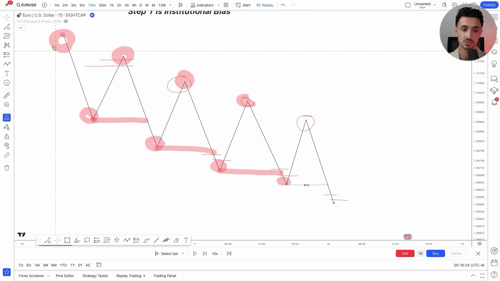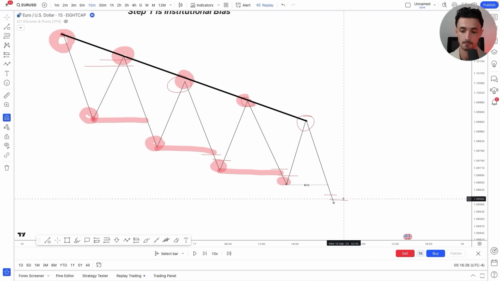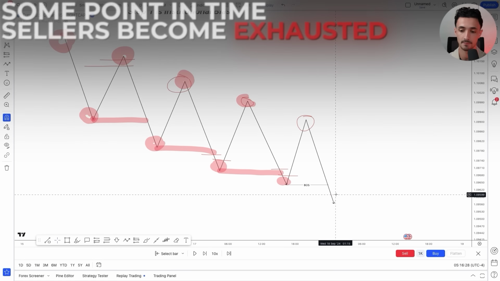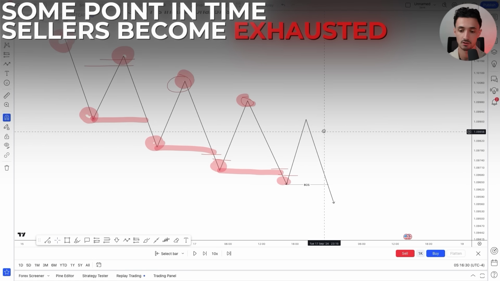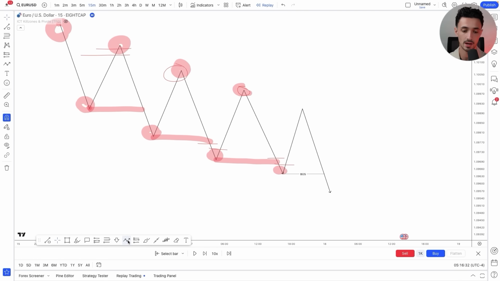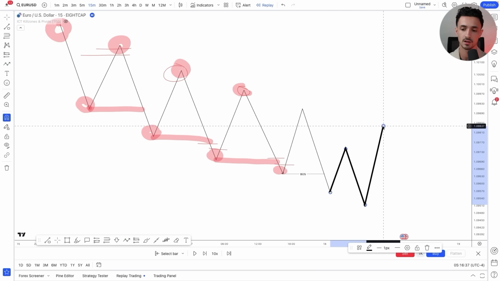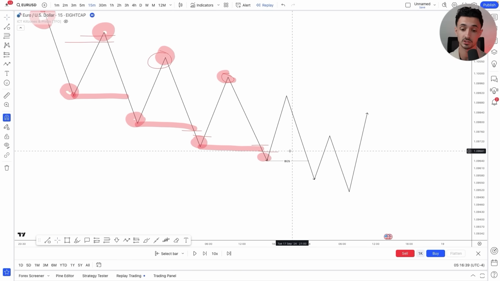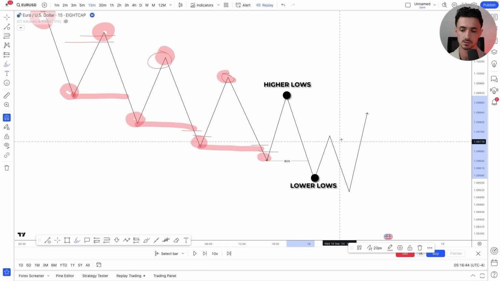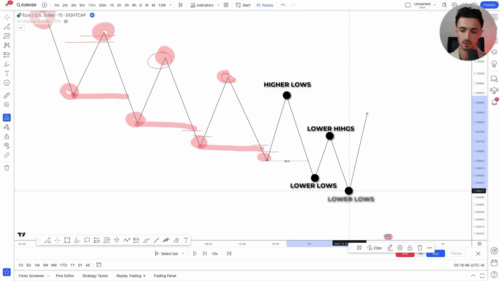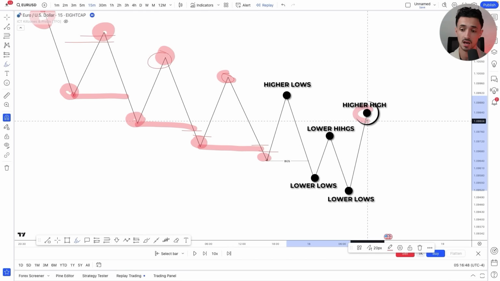Now, of course, price doesn't just trend in one direction the entire time. What happens is at some point in time, sellers become exhausted, right? The initiation changes. So what happens? Price will give you something like this, lower low, higher high. Okay, something very important has just occurred. We have gone from putting in lower highs and lower lows to a higher high. This high is now higher than the previous high.